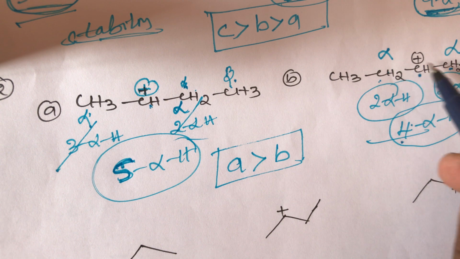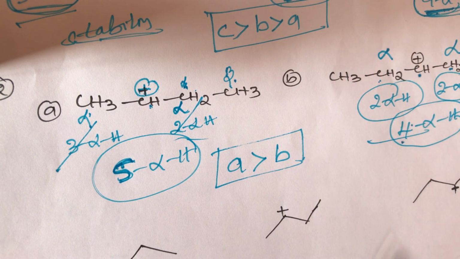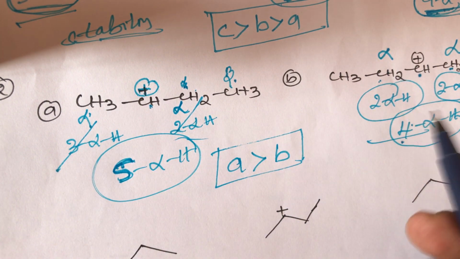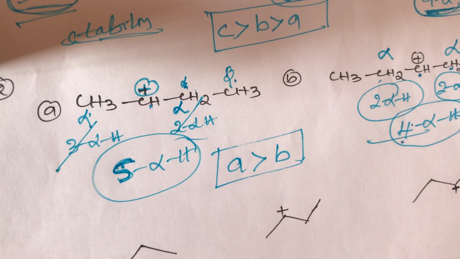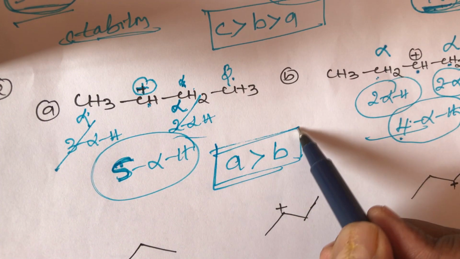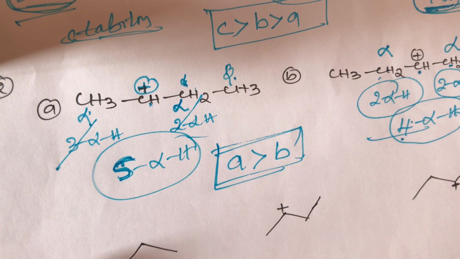So we consider only the alpha hydrogens. Don't take all the carbons, left-hand side or right-hand side; we take only the alpha carbons, not the beta carbons. So A is greater than B. A is more stable than B. Here, stability is directly proportional to the number of alpha hydrogens.